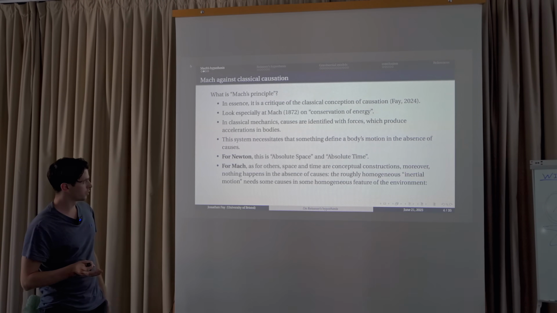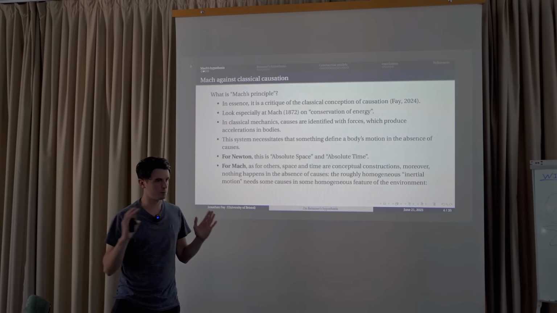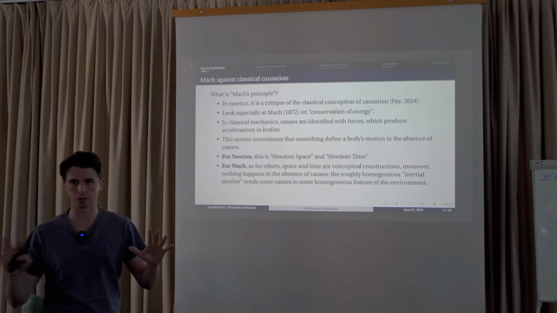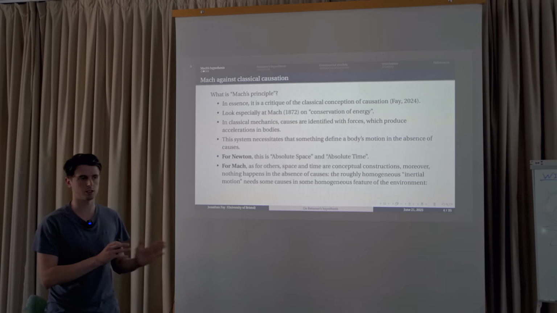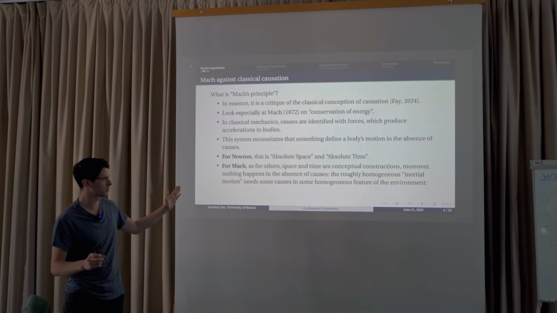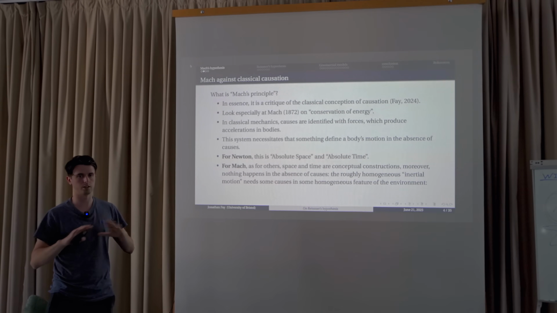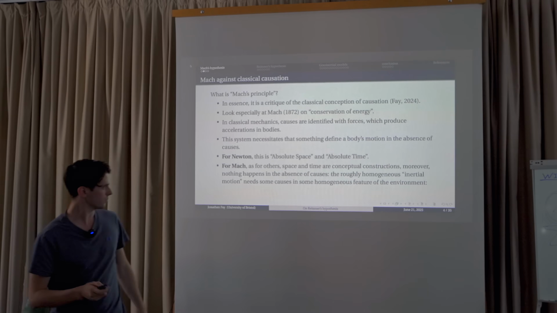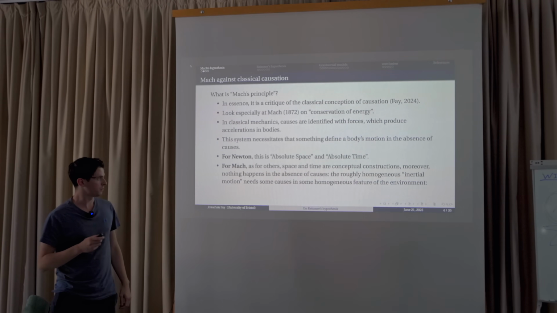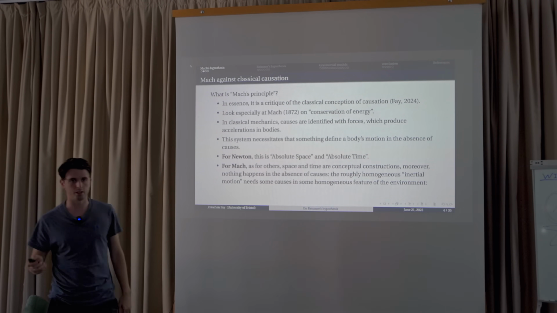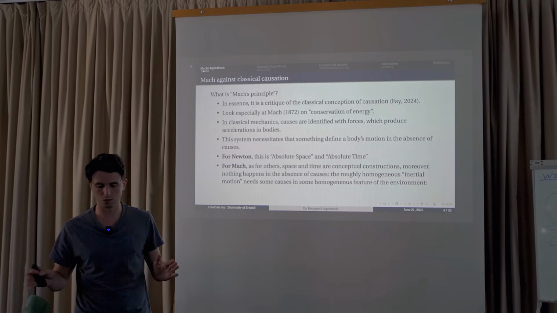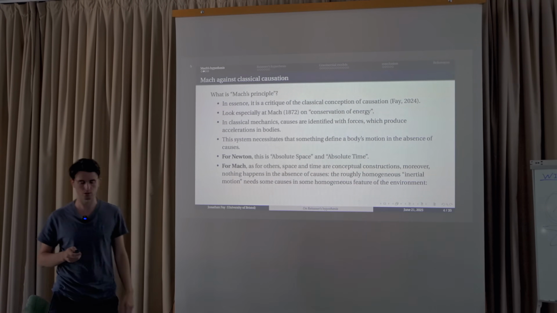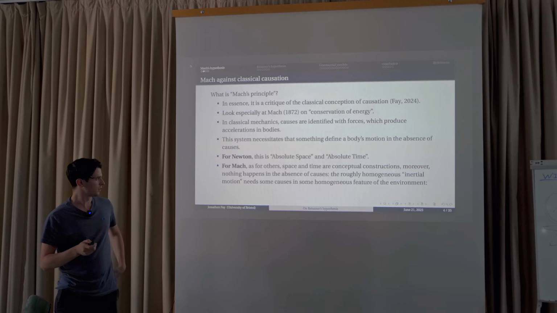But for Mach, as for many others, space and time are only conceptual constructions, right? There only are ways of coordinating between things, real things. They're not real things themselves. And so we can't appeal to these as the framework for inertia. And moreover, nothing happens in the absence of causes, so this notion of inertial motion is flawed from the start.